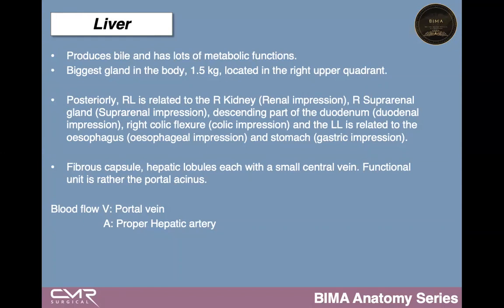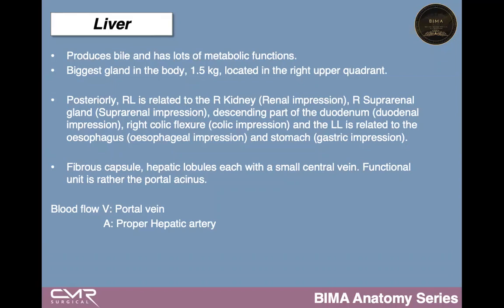In terms of the relations of it, I've shortened the right lobe to RL and the left lobe to LL. But posteriorly to the right lobe, you have the right kidney, and that gives the posterior aspect of the liver the renal impression. You also have the right suprarenal gland, because obviously that sits above the kidney.